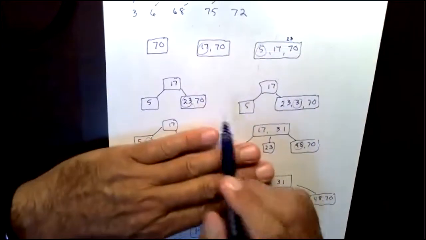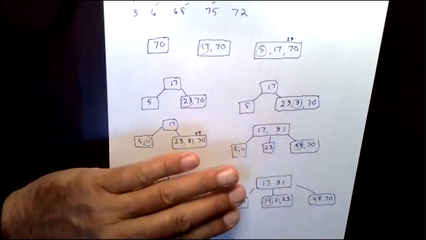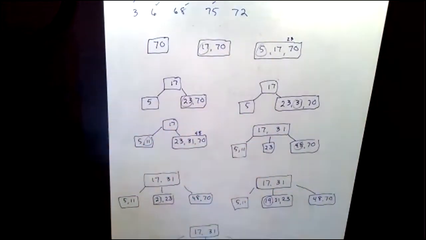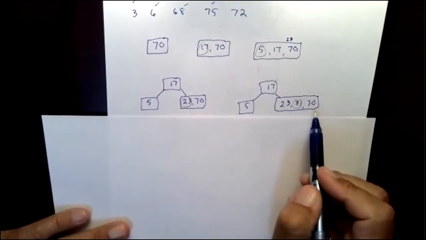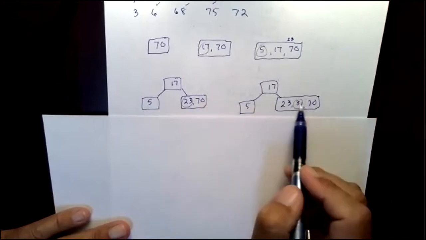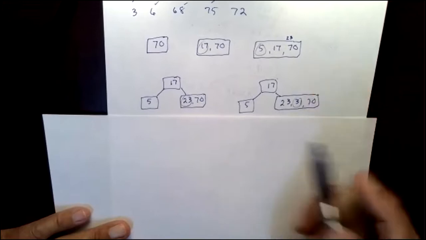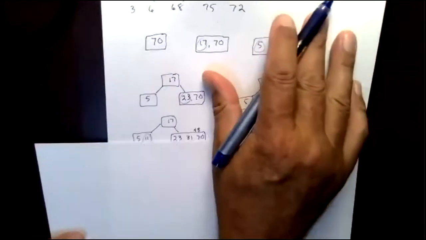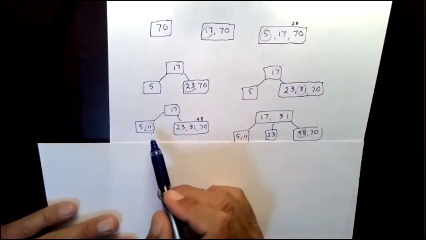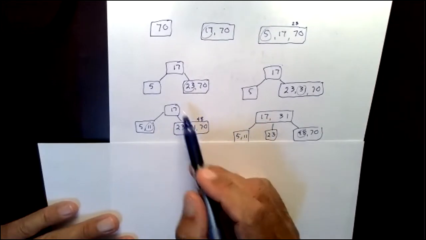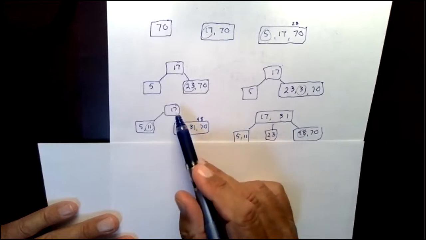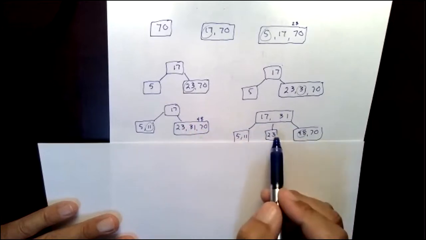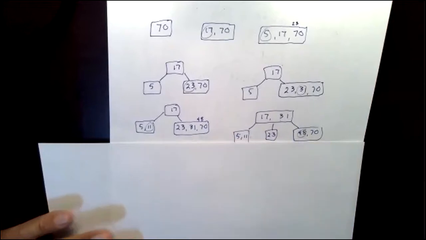Next number I'm putting in is 31. 31 is going to go to the right of 17. So 31 goes in here. This is what my new one looks like. Next number is 11. It's going to go to the left of the 17. My next number is 48, which means I'm going to split and send 31 up, have 23 to the left, have 48 and 70 to the right.